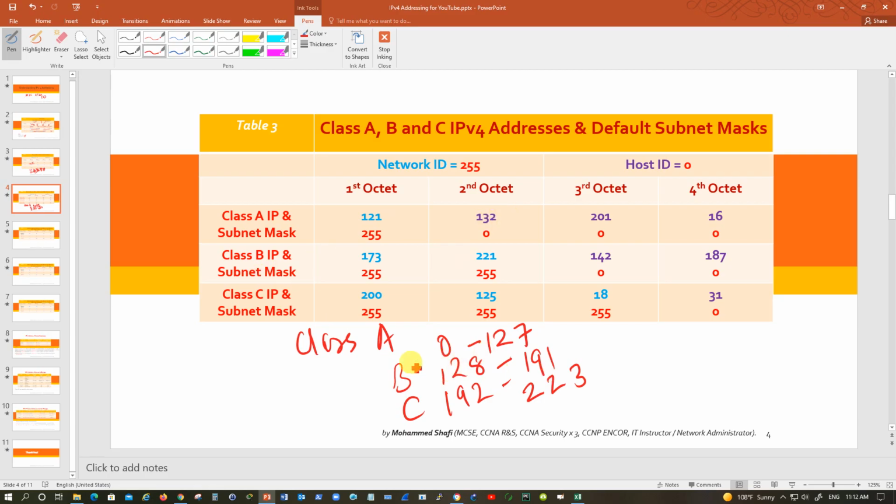Likewise, if the first octet is in the range from 128 to 191, then it is considered a class B address, wherein you are supposed to type 255.255.0.0 as your subnet mask on the devices. Class C is the opposite of class A. There you have just one net ID, here they have three net IDs and just one host ID. So this is how you figure out the net IDs and host IDs.